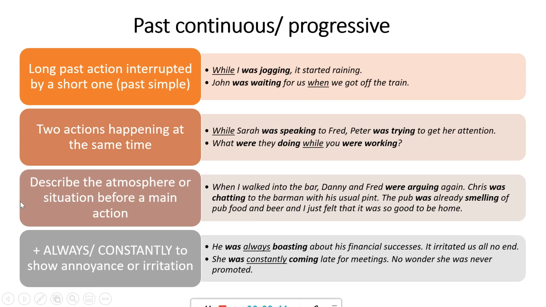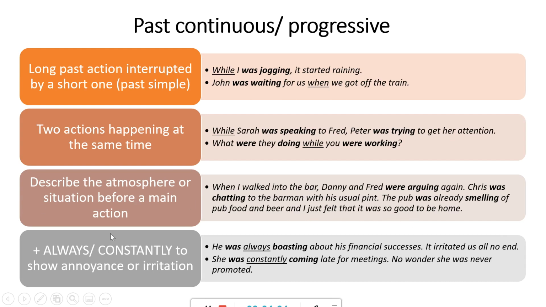In narratives, we use past continuous to describe the atmosphere or the scene or the situation before a main action. Whenever you want to describe the atmosphere in a scene, you use this tense, okay? Like in the example given.